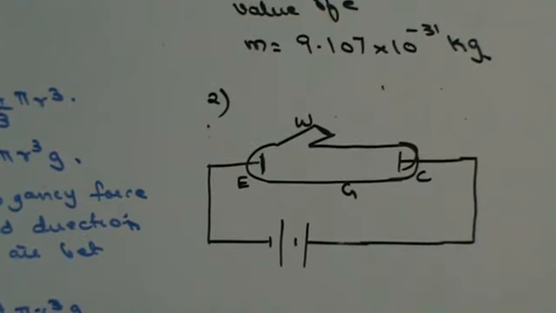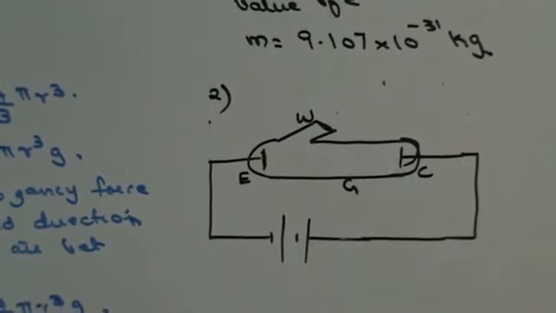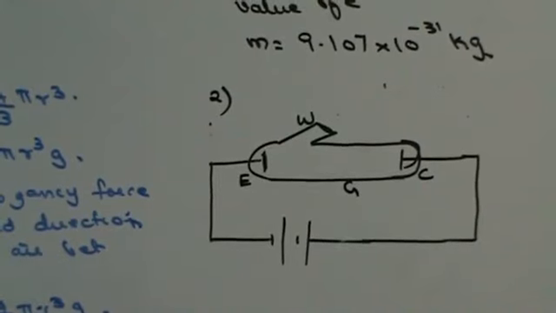Emitter and collector are two metal plates fixed inside the tube, and serve as the two electrodes.